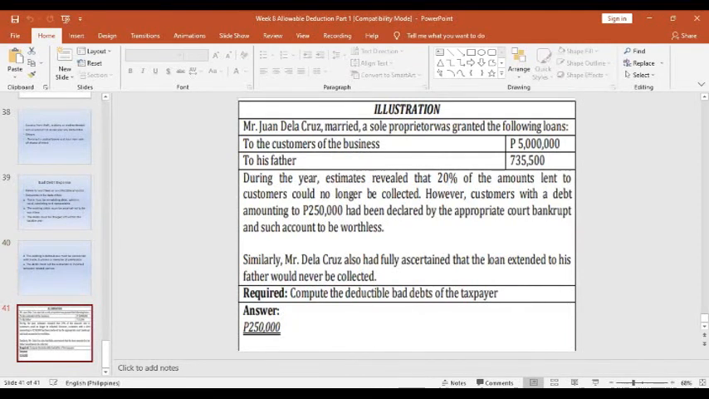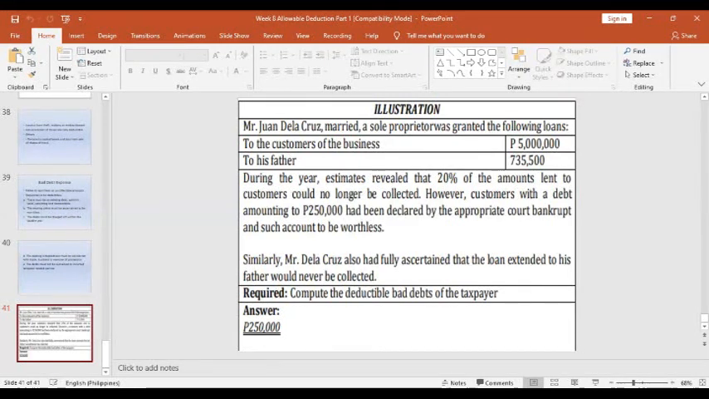Okay, so we have the following illustration. Mr. Juan de la Cruz, married, a sole proprietor, was granted the following loans. He lent 5 million to the customers of the business, and he lent 735,500 to his father. During the year, estimates revealed that 20% of the amounts lent to the customers could no longer be collected. Take note that 20% of the 5 million could no longer be collected. However, customers with a debt amounting to 250,000 had been declared bankrupt by the appropriate court and the account ascertained to be worthless. Similarly, Mr. De La Cruz had ascertained that the loan extended to his father would never be collected.